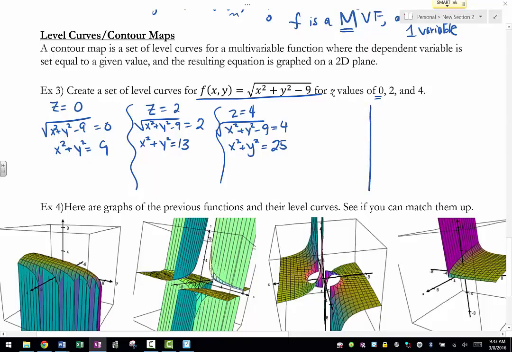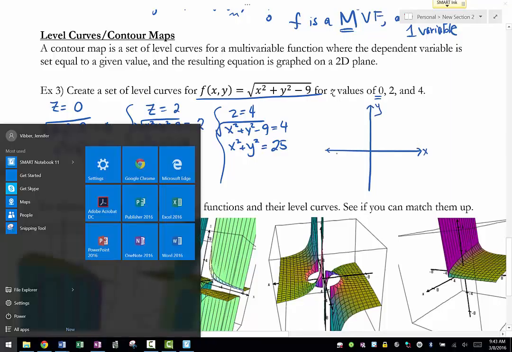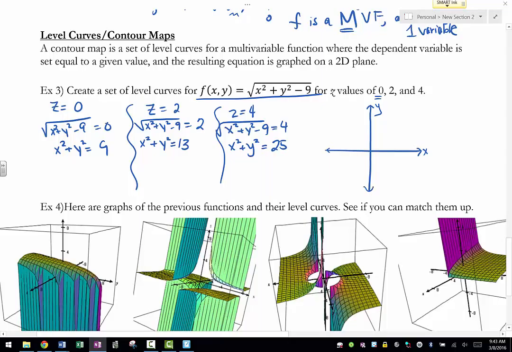So the contour map for this, and again, you always want to put in your axes so I know what I'm graphing this on. My contour map would be x squared plus y squared equals 9, a circle with a radius of 3. And a lot of times you'll see either C equals or z equals. I'm going to write C equals 0, because you're saying, what are you setting it equal to? X squared plus y squared equals 13 has a radius just under 4, so I'd have a circle there, and x squared plus y squared equals 25 has a radius of 5.